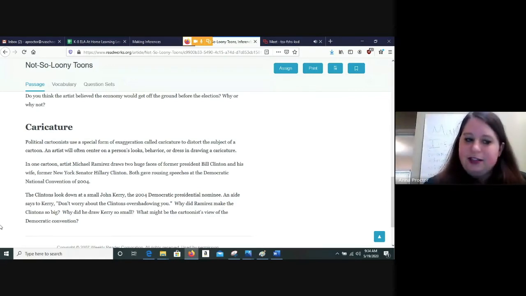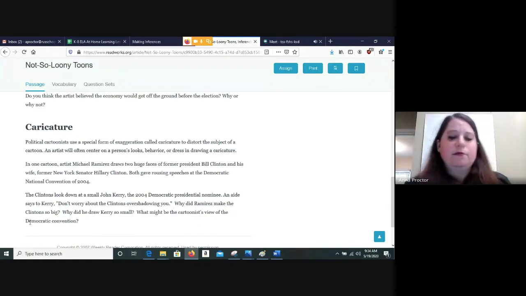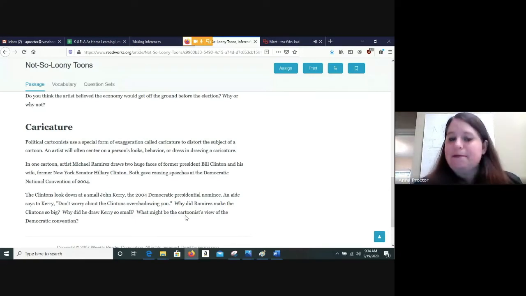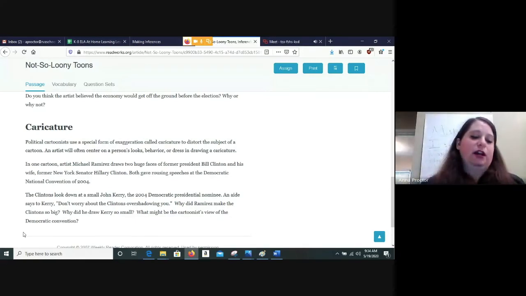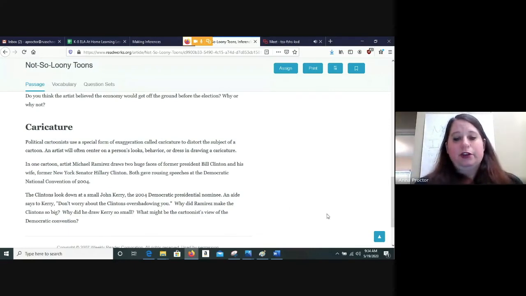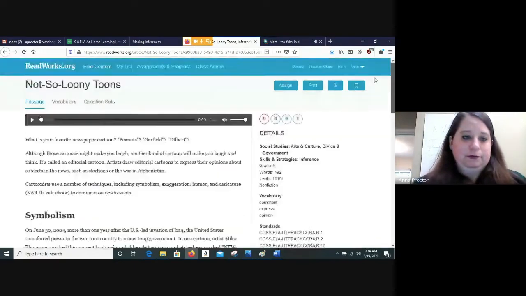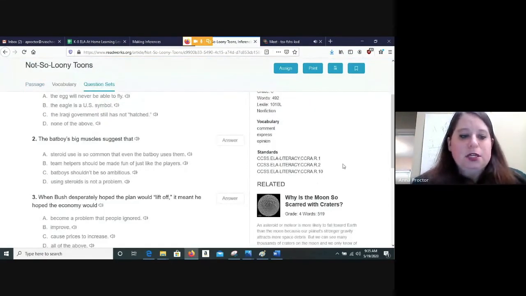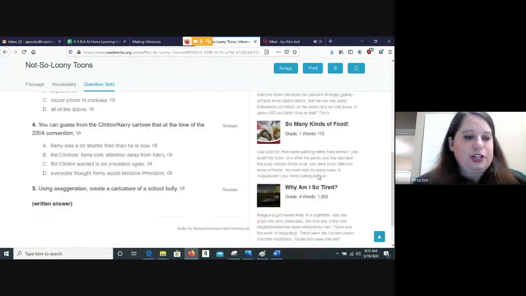Why did Ramirez make the Clintons so big? Why did he draw Kerry so small? What might be the cartoonist's view of the Democratic convention? So it would appear that he thinks that the Clintons are going to overshadow John Kerry because he drew the Clintons very large and Kerry very small during the Democratic convention, and that they weren't letting him potentially have the spotlight. So let's look at this question and the answer choices.